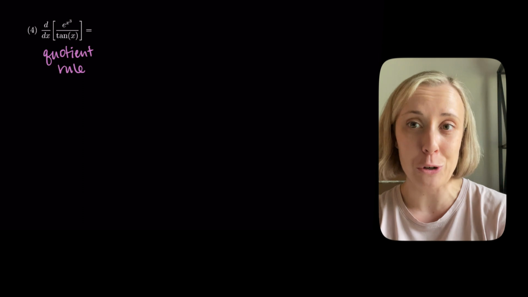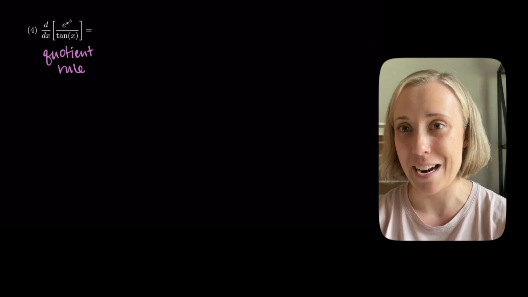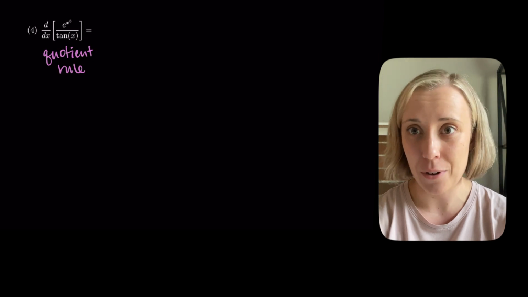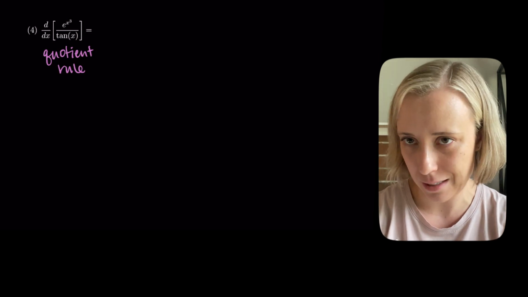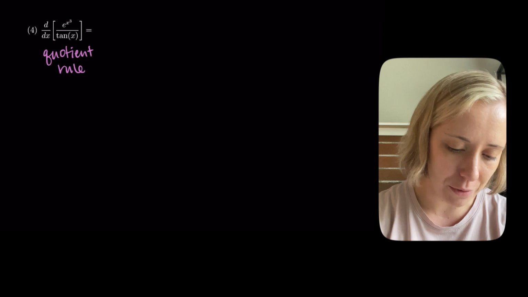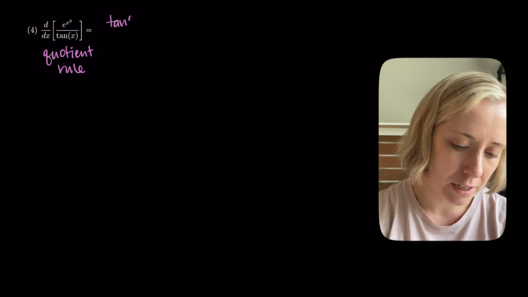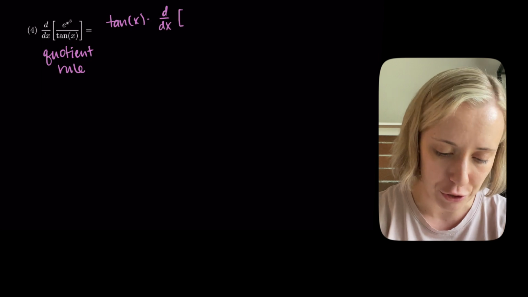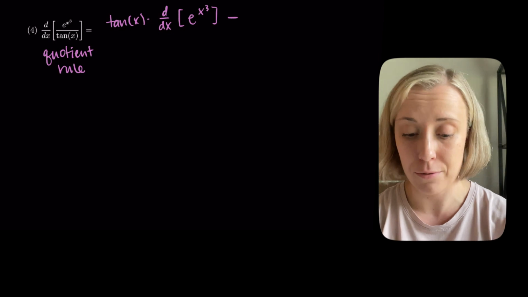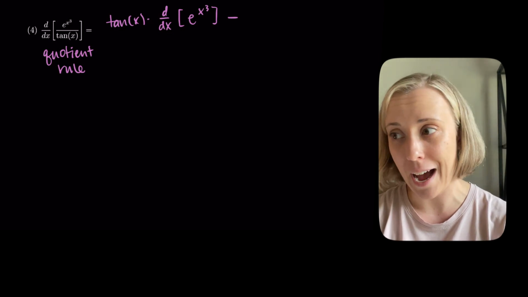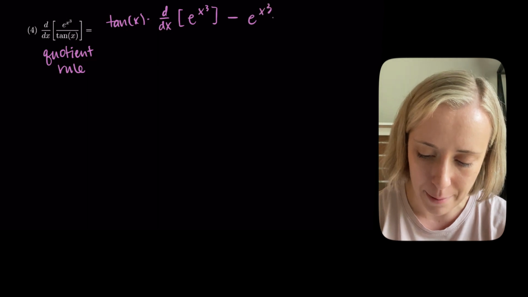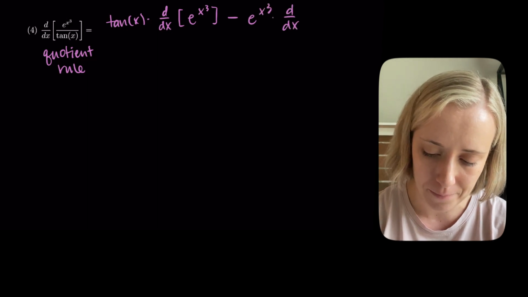So okay, quotient rule is our starting rule. Let's go ahead and write out what that looks like. So we do low d high minus high d low over the low squared, at least that's how I say it. So the low function, or the denominator, is tangent. That gets multiplied by the derivative of the high function, the numerator, e to the x cubed. Then we subtract the reverse, so low d high minus high d low.